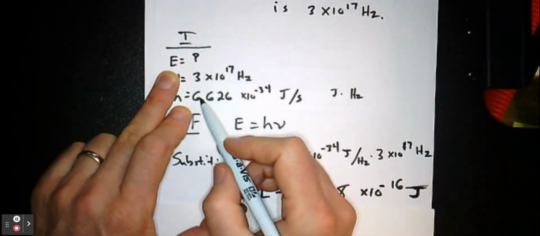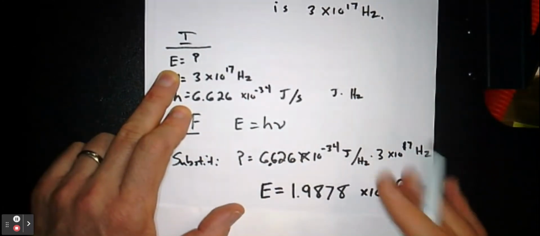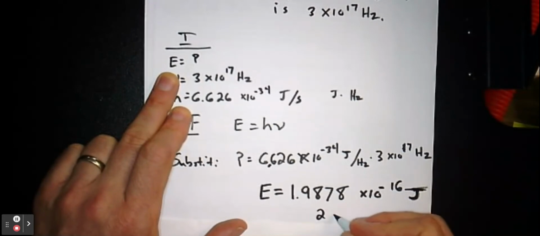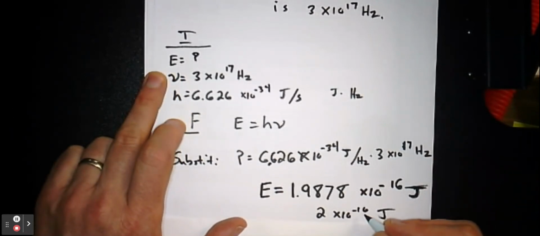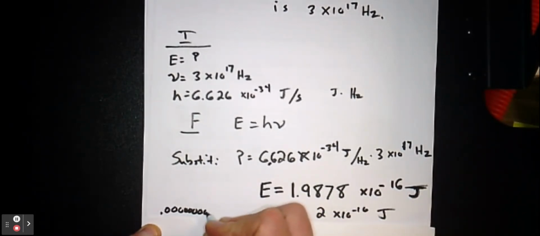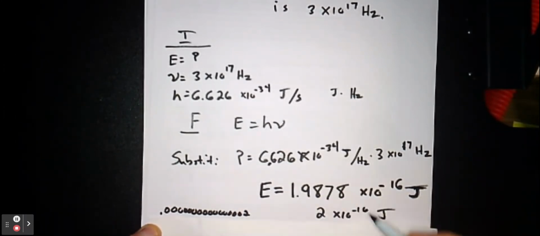And then I'm going to round. I'm going to make this have 1 sig fig, so it would really be 2 times 10 to the negative 16th joules. That's my answer after I've rounded. Once again, that's a really small amount of energy: 0, 1, 2, 3, 4, 5, 6, 7, 8, 9, 10, 11, 12, 13, 14, 15, 16. It's a very, very small amount.